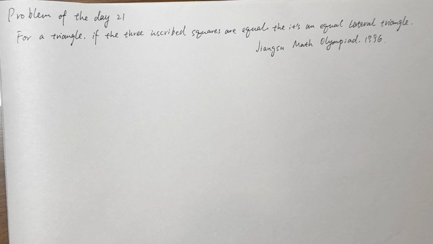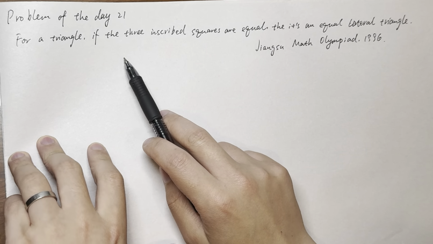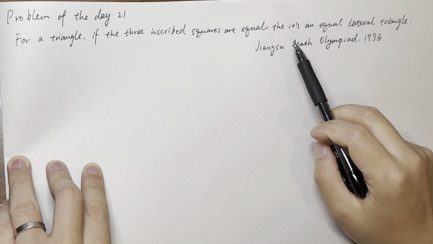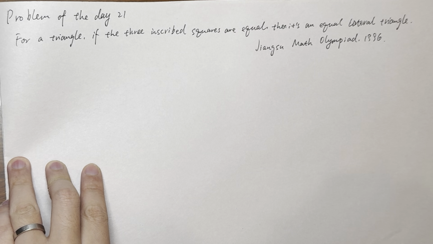Today we're going to talk about the problem of the day 21. For the problem of the day 20, you can just prove that two angles are equal very easily, so I'm going to skip that problem. So let's look at this problem. For a triangle, if three inscribed squares are equal, then it's an equilateral triangle.